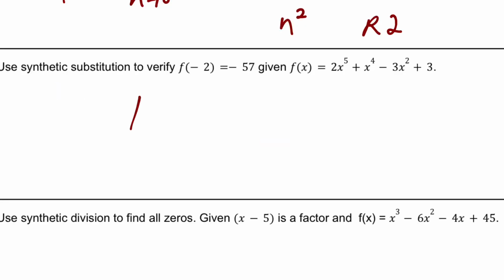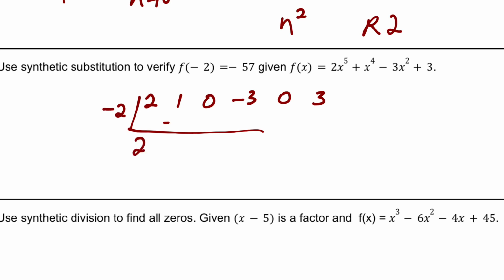Let's set this up for synthetic substitution. I'm going to put a 2, that's from the x to the 5th, a 1, and there is no x cubed, so I'll put a 0 as a placeholder. Negative 3 comes from x squared, 0 comes from x, and 3. And I'm going to plug in negative 2 over here.